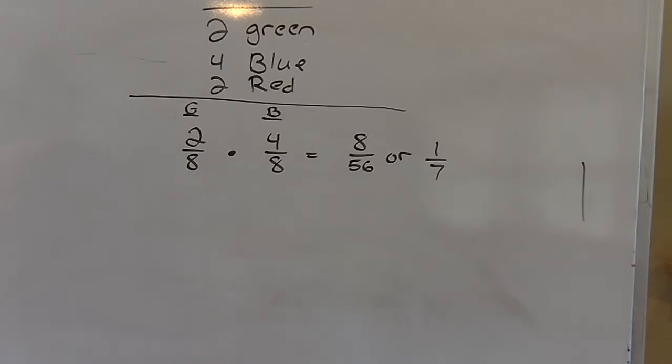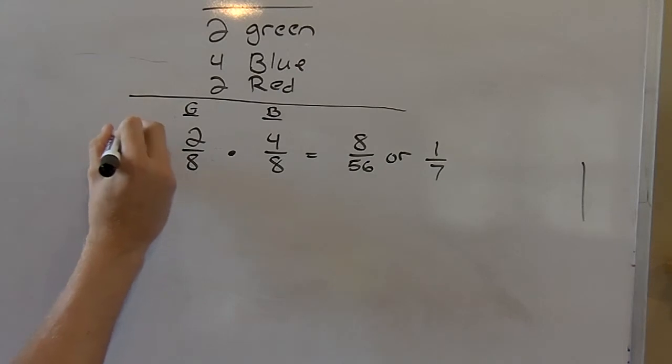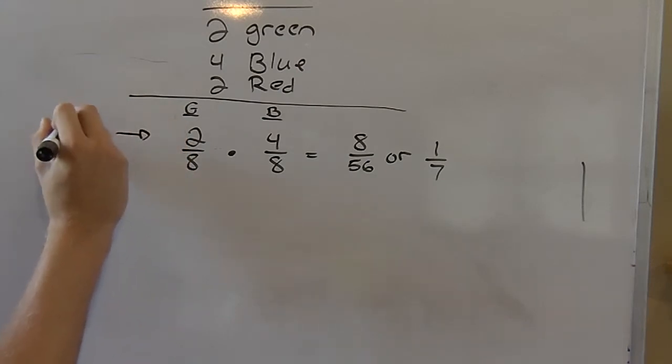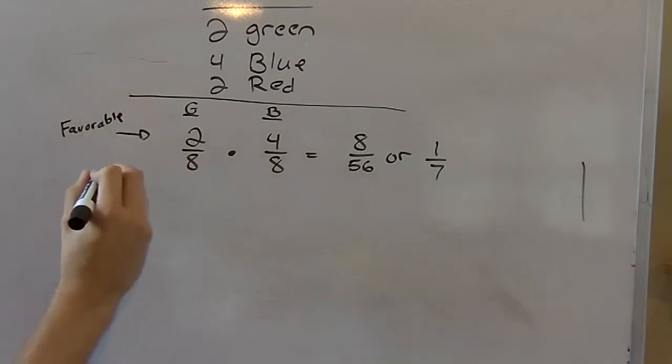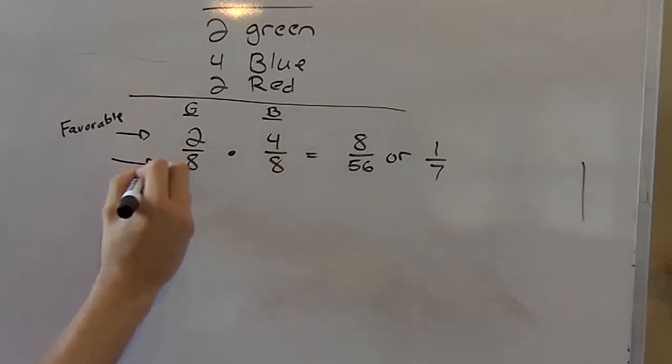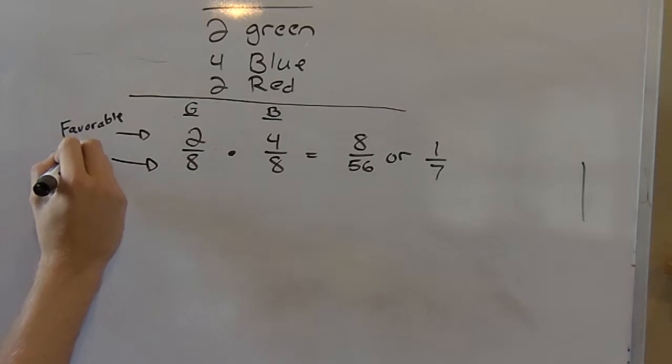So, why does this work? Up top represents my favorable outcomes. Down bottom represents the total outcomes, total possible outcomes.